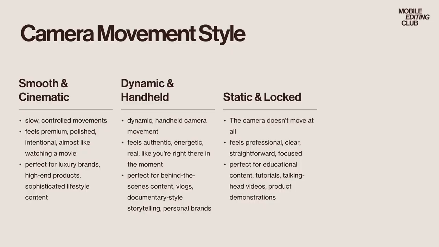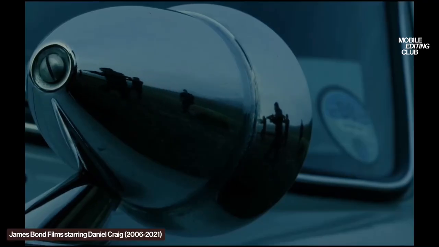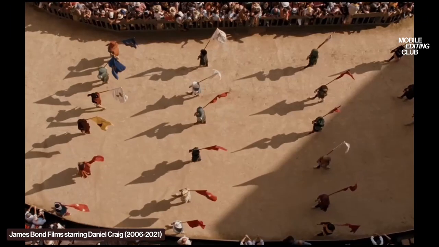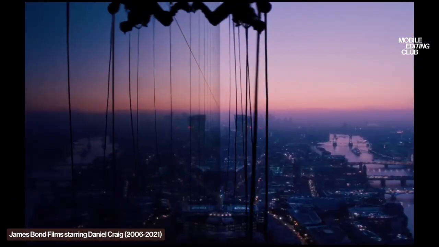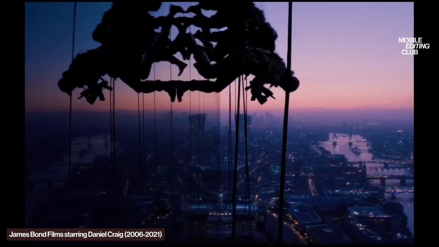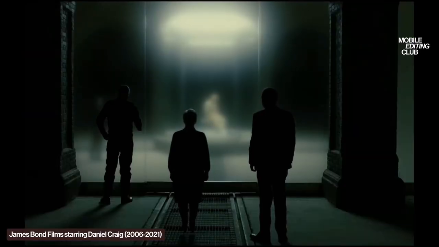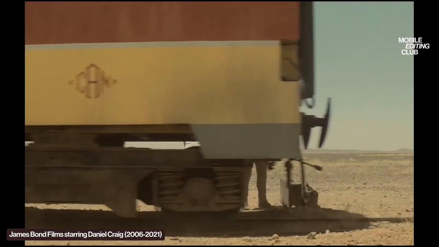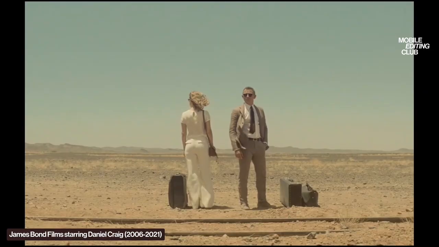Third option is static locked-off shots. The camera doesn't move at all. It's tripod-mounted, stable, focused entirely on what's in the frame. This style feels professional, clear, straightforward, focused. There's no camera movement to distract from what you're saying or showing. All attention goes to the content itself. This is perfect for educational content, tutorials, talking head videos, product demonstrations, or any content where clarity and information matter most. The key here is that the lack of movement puts all focus on the subject and the information being delivered.